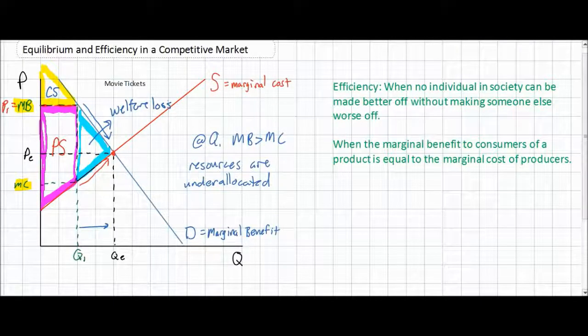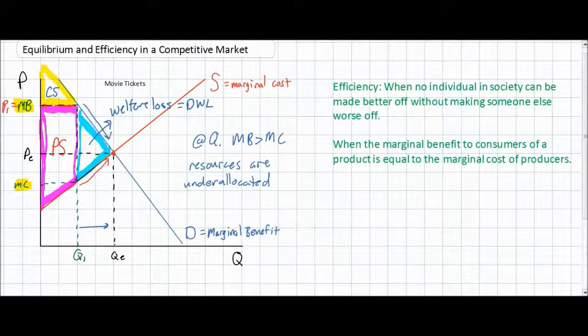Sometimes welfare loss is referred to as deadweight loss, so we can also use the abbreviation DWL for deadweight loss. Any quantity less than QE, in this case Q1, is an inefficient allocation of resources towards movie tickets. In our example, we see that at a quantity of Q1, the marginal benefit of movie tickets is greater than the marginal cost of providing them, indicating that resources are underallocated.